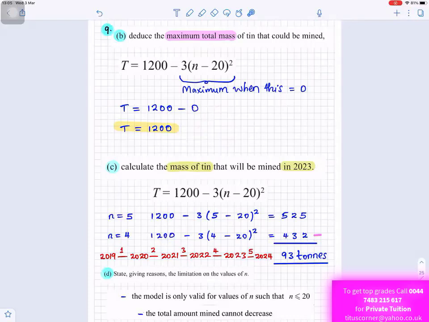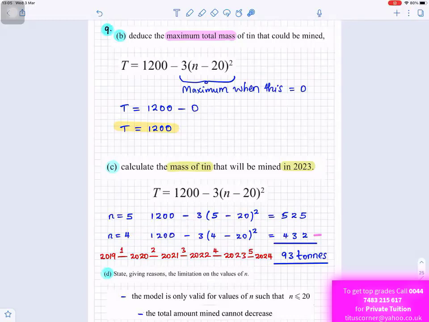Part C. Calculate the mass of tin that will be mined in 2023. We can find what is being mined in that year by finding the totals up to 2023. So we find it for n equals 5. If we put n equals 5, it would give us 1,200 minus 3 bracket 5 minus 20, which gives 525. If we put n equals 4, we get 432. And when we subtract, we get 93 tons.